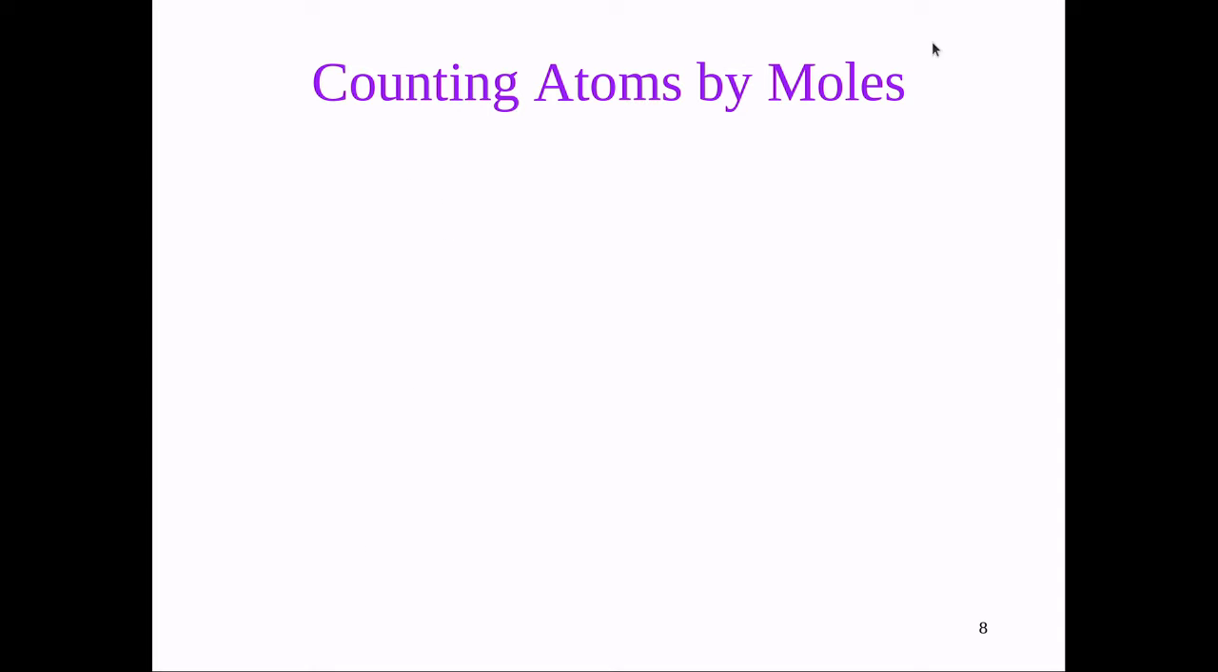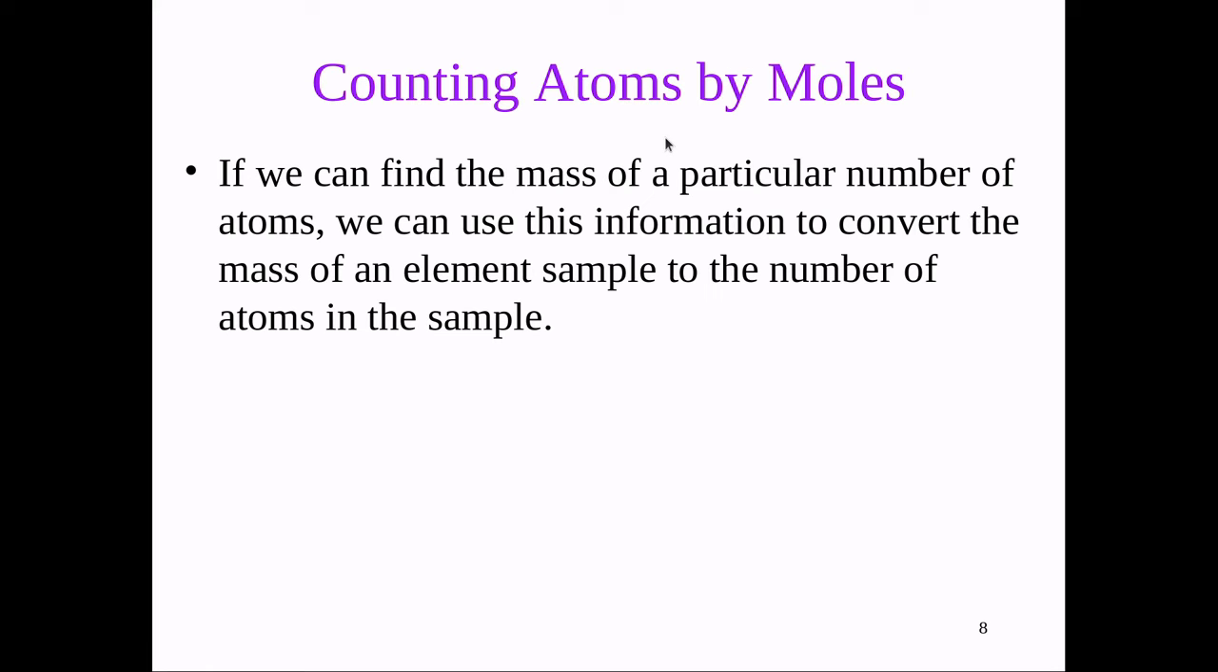So let's bring this analogy back and see how we can use the mole and atoms to count the number of atoms in a certain mass. Just like we found out that there was a certain mass of nails that is equal to 1 dozen, if we can find the mass of a particular number of atoms, we can use this information to convert the mass of an element sample to the number of atoms in the sample. So we need that equivalent of X number of atoms is equal to X mass, right?